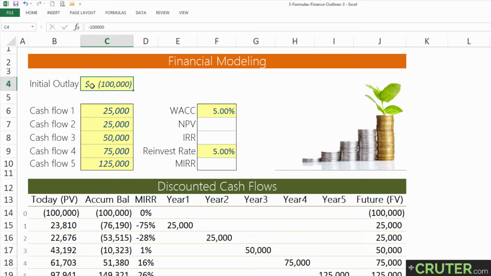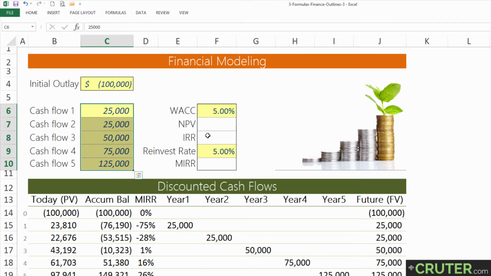Then after creating a business plan, we found that our cash flow statements for the next 5 years that we were estimating came out with $25,000 for the first 2 years, $50,000 for the 3rd year, $75,000 for the 4th, and $125,000 in the 5th year. And this is positive cash flow from operations. Now, based on this initial outlay and these cash flows, the question is should we take this investment?